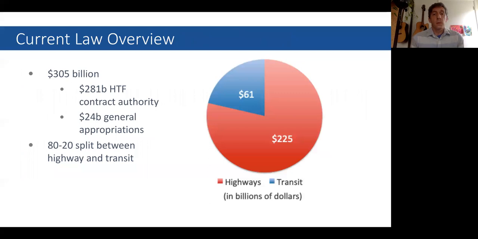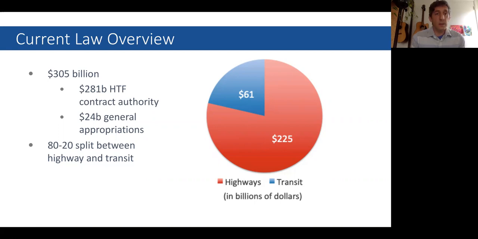Here's a brief overview. I think the key thing to see is the second bullet, 80% of the funding, and this is traditional, starting from the beginning of the highway program through today. 80% of current law is for roadways, 20% is for transit, and you can see the numbers there on the right in the pie chart. Next slide, please.